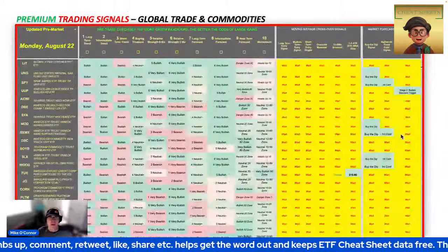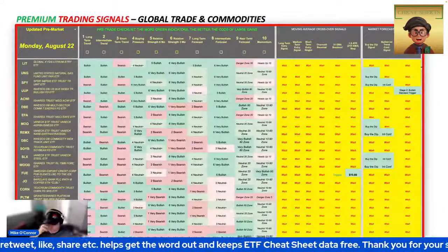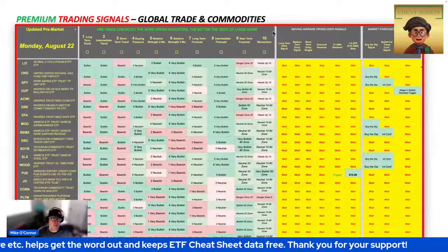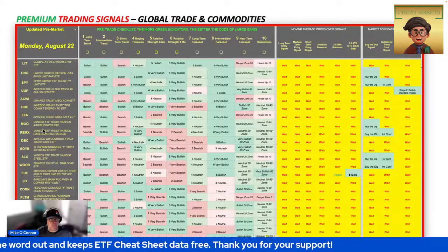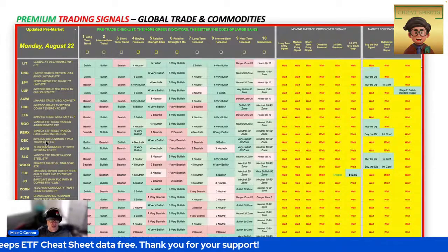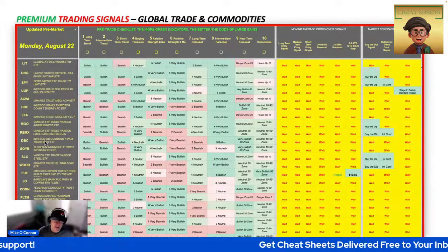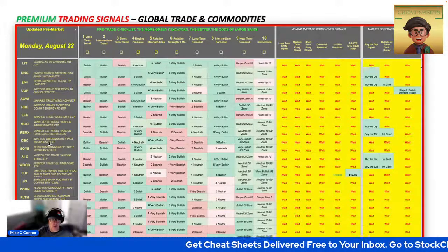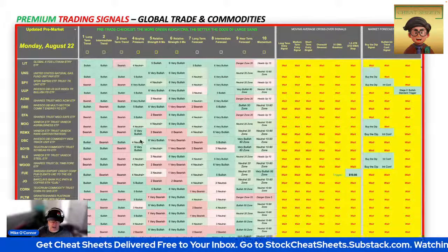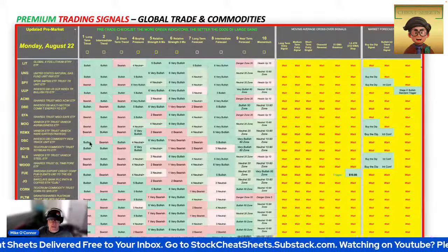Okay. Global trade and commodities. I wanted to point this one out for a couple of reasons. First of all, we want to pay attention to energy. DBC starting to move a little bit. So DBC is a broad basket of commodities. It includes metals, raw materials, and energy, all types, from oil to natural gas. It had been really beaten up.